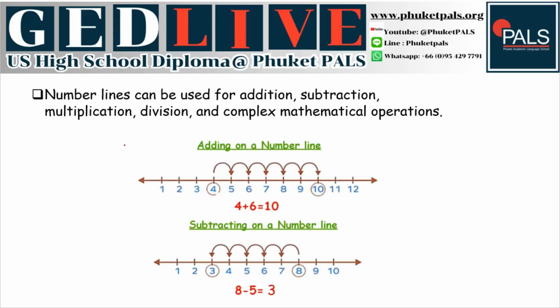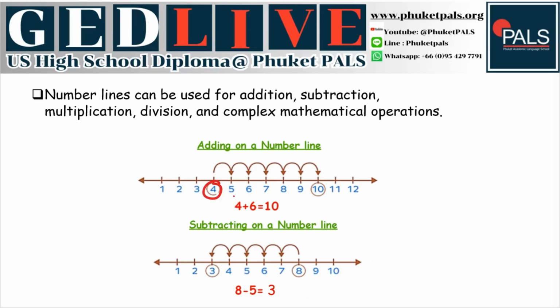Likewise, number lines can also be used for addition, subtraction, multiplication, division, and other complex mathematical operations. Here we are going to discuss addition and subtraction. So let's see here, 4 plus 6 is equal to 10. You will choose 4 first, and whenever you add, the number's value will be increasing. So you have to go in the increasing direction and add 6 digits to it.